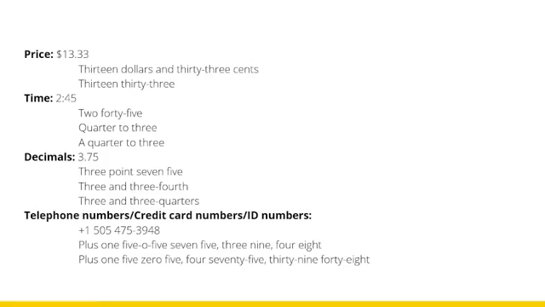And the last one we have is about telephone numbers, credit card numbers, and ID numbers. Here, for example, you have a number, and this number can be said as the following: +15057539948, or we can say it as +15054753948. So you have to make sure that before you take your IELTS test, you are aware of the numbers and how they can be said differently.